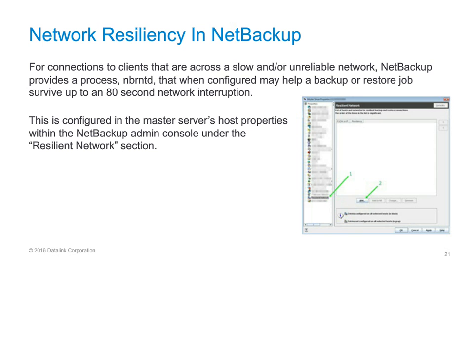But what it does help with is, if there is a broken network connection that happens for a split second or a few seconds, it is able to recover those connections without generating an error in the backup. And again, the setting that you see on the screen is in the master server's host properties. That's where you would go to set it up. At the bottom, there will be a resilient network setting, and you just add in the name of the client or IP address that you want to set up that connection for.